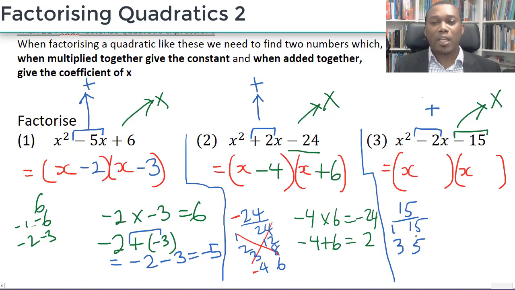Now I have to ask myself, well, I want negative 2. So which number should I make negative? Should I make the smaller number, the 3, negative, or the bigger number? If I want a negative answer, that means the bigger number. The 5 has to be negative. In other words, I need to go down more. So I'm going to have negative 5 and I'm going to have positive 3.